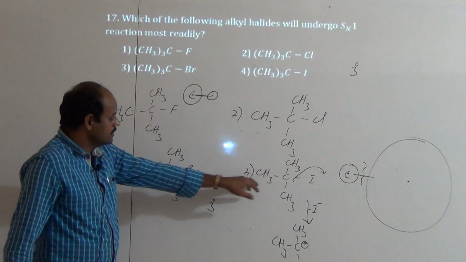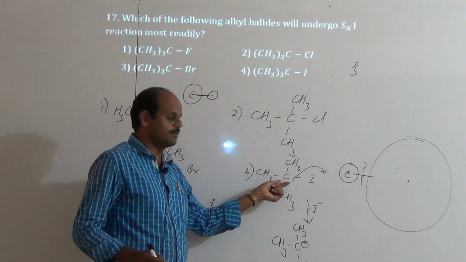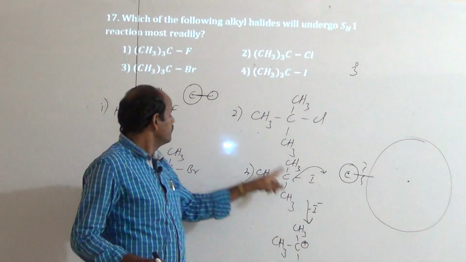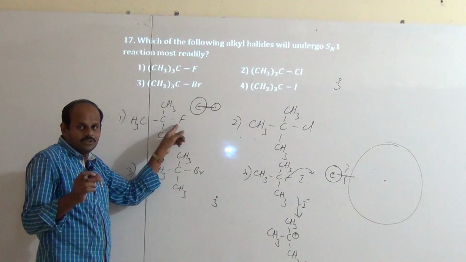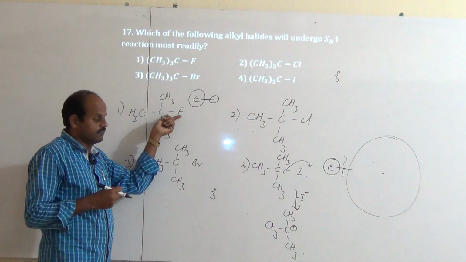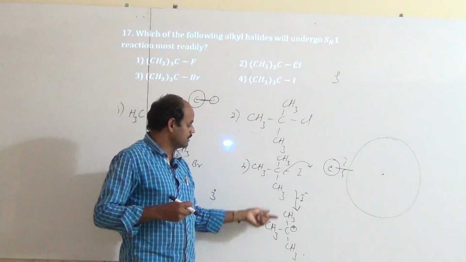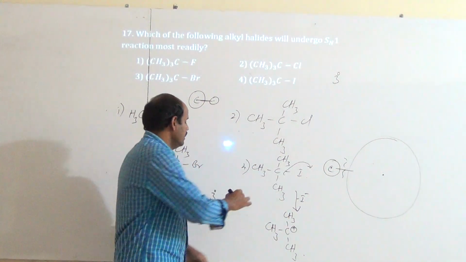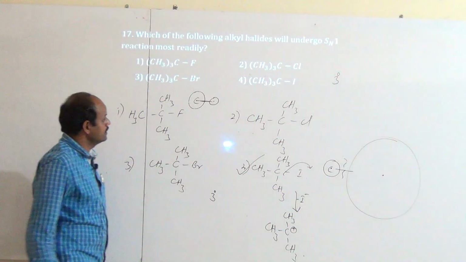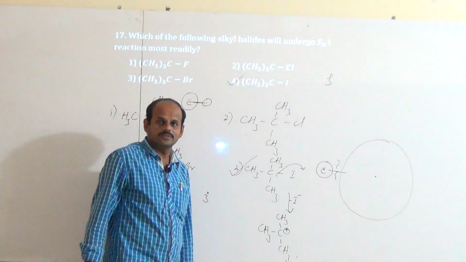What is the key point? This iodine has a large size, hence attraction forces are weak between iodine and carbon, then this bond will break easily. But due to the small size of fluorine, strong attraction forces are present, thus we can't break this bond easily. Thus which one forms the carbocation easily? This only, that is tertiary butyl iodide. Hence this alkyl halide undergoes SN1 reaction most readily. Hence what is the correct option? Tertiary butyl iodide is the correct answer. Okay.